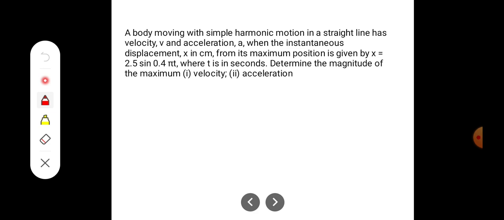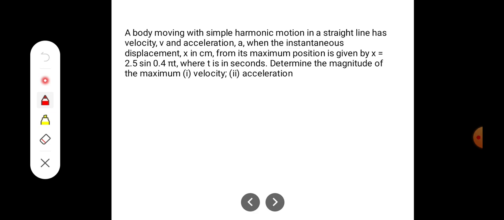Now, we see a question here. It says a body moving in a simple harmonic motion in a straight line has velocity v and acceleration a, with instantaneous displacement x in centimeters from the maximum position given by x equal to 2.5 sine 0.4 pi t, where t is in seconds. Determine the magnitude of the maximum velocity and acceleration.